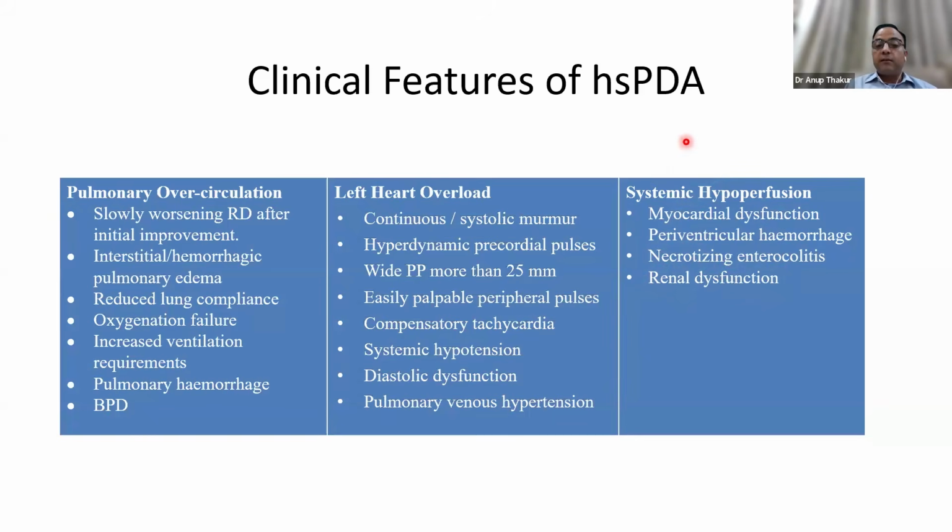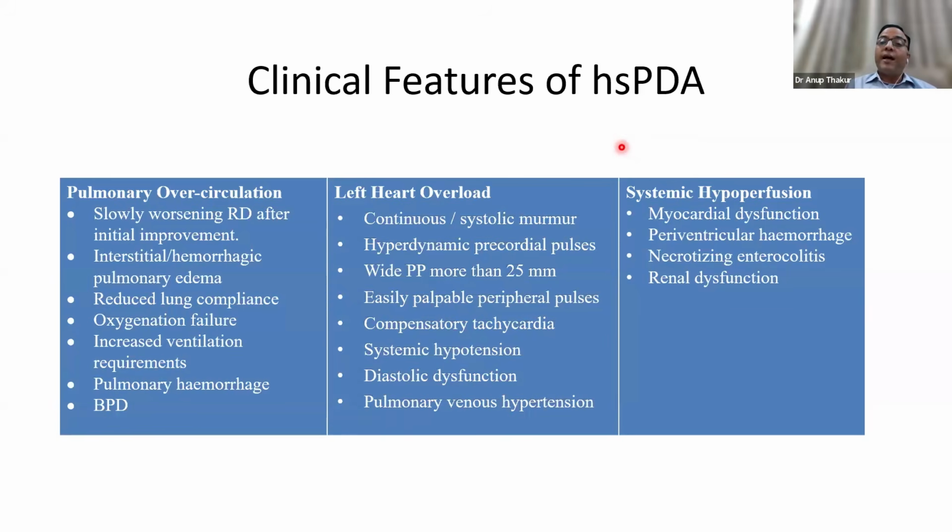So simply speaking, there could be a baby who is on a ventilator, the FiO2 requirement is going high, and there could be a baby who is going into a phase of shock. There could be a baby who has feed intolerance, necrotizing enterocolitis, or oliguria.